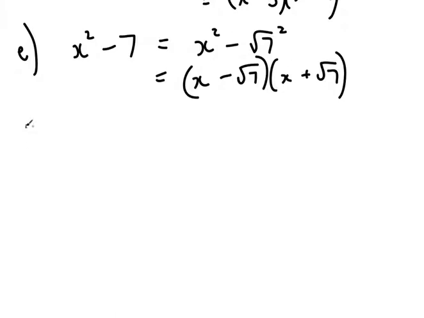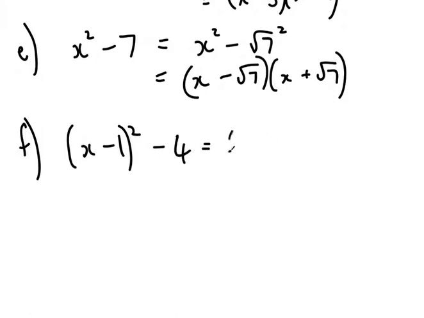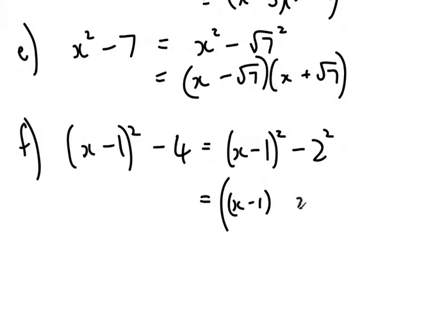Example F, if I have x minus 1 squared minus, let's say, 4, that's going to be equal to x minus 1 squared minus 2 squared. So in terms of my brackets, the first one is x minus 1, the second one is 2, and the first one again, the second one is 2. One of them's positive, and one of them is negative.